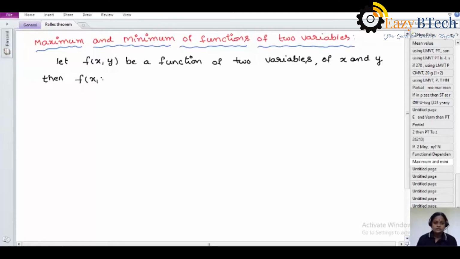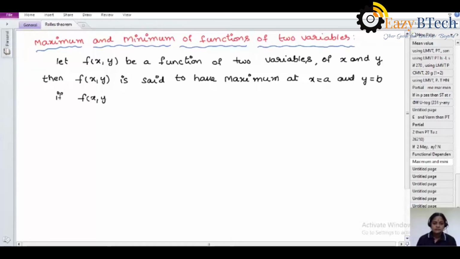f of x comma y is said to have maximum at x is equal to a and y is equal to b if f of x comma y is greater than f of a plus h comma b plus k.